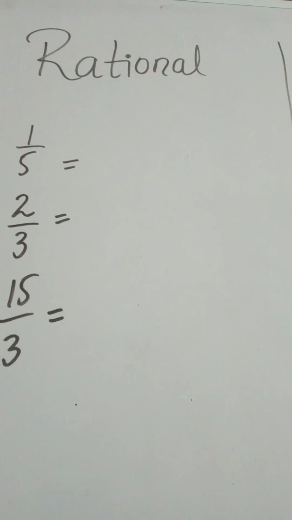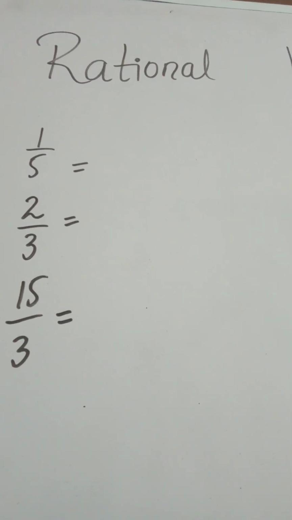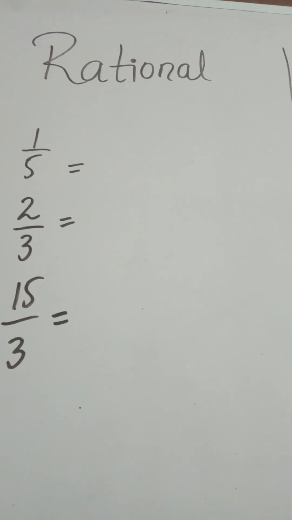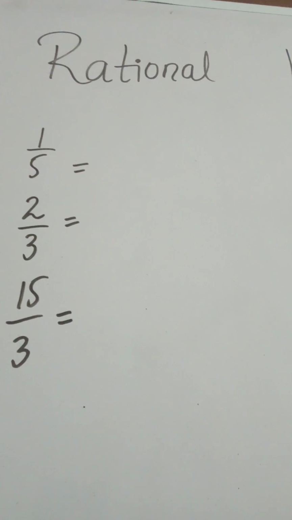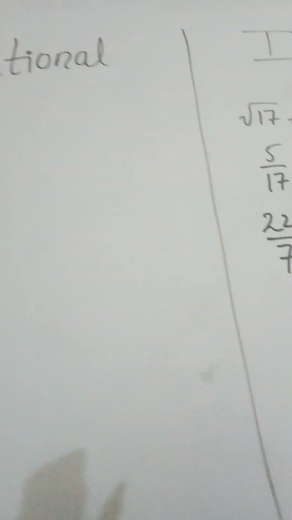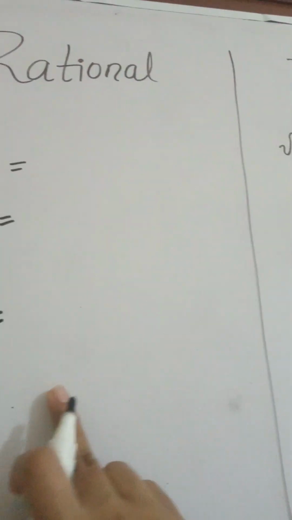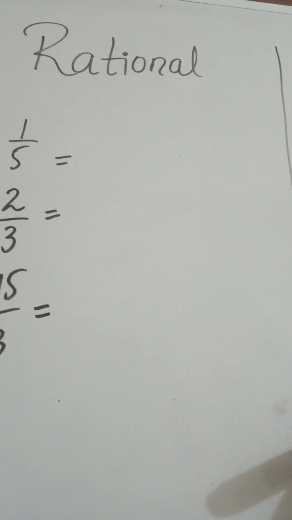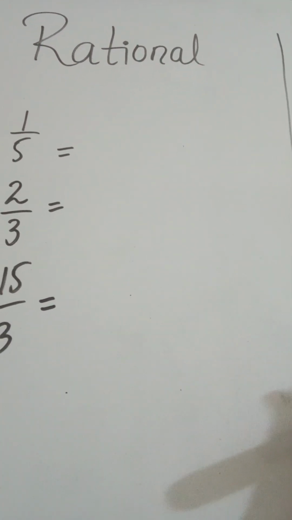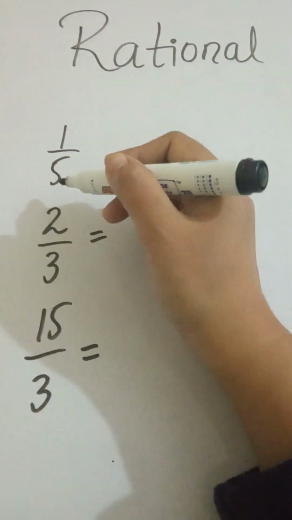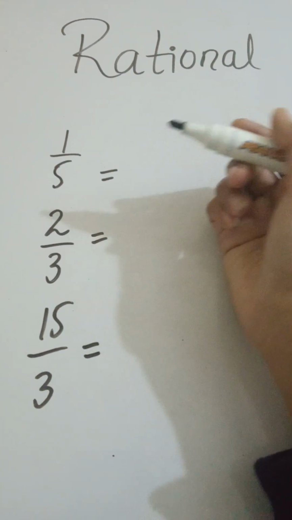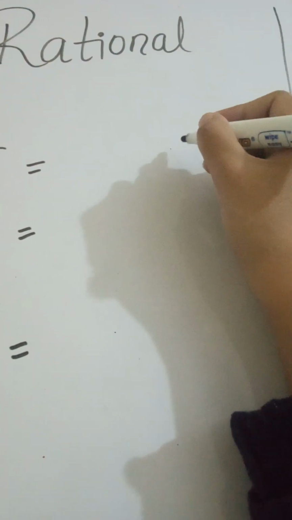In my previous video I have explained about terminating, non-terminating, recurring and non-recurring decimal numbers, fractions. I will use those concepts here to identify rational and irrational fractions. Okay, and now we will move towards the topic. 1 divided by 5. Simply you have to divide and check what the answer is.